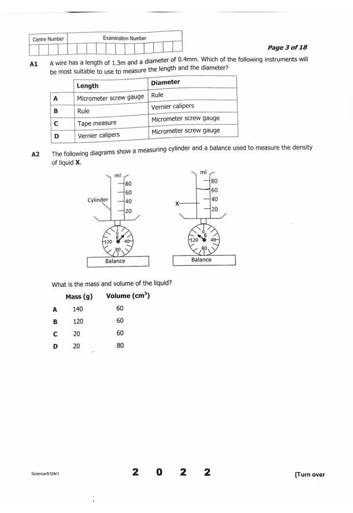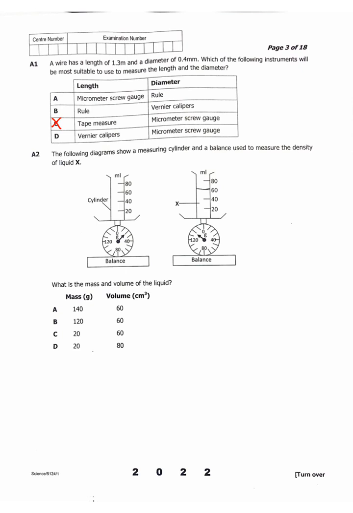A wire has a length of 1.3 and a diameter of 0.4 millimeters. Which of the following instruments will be most suitable to use to measure the length and the diameter? So our focus is we are trying to find the instruments that we can use if we want to measure the length and the diameter. So for the length, it is a tape measure, then for the diameter of a wire, that is just the micrometer screw gauge. So the answer for the first question is C.